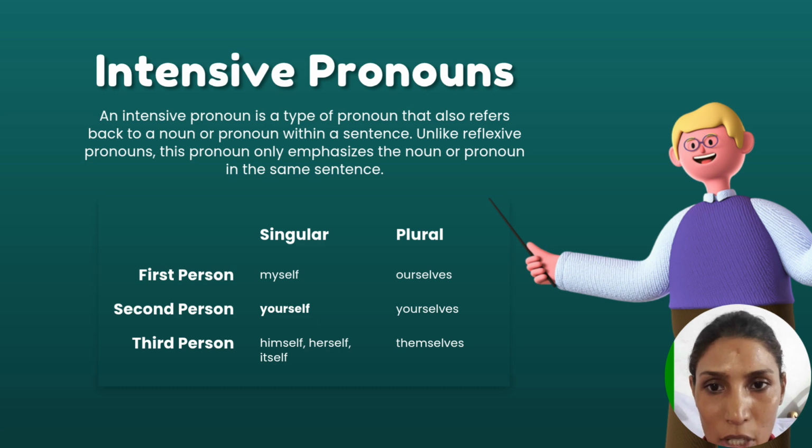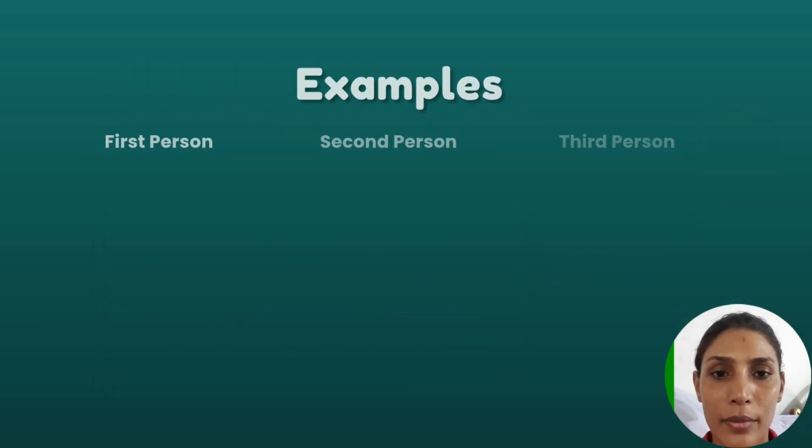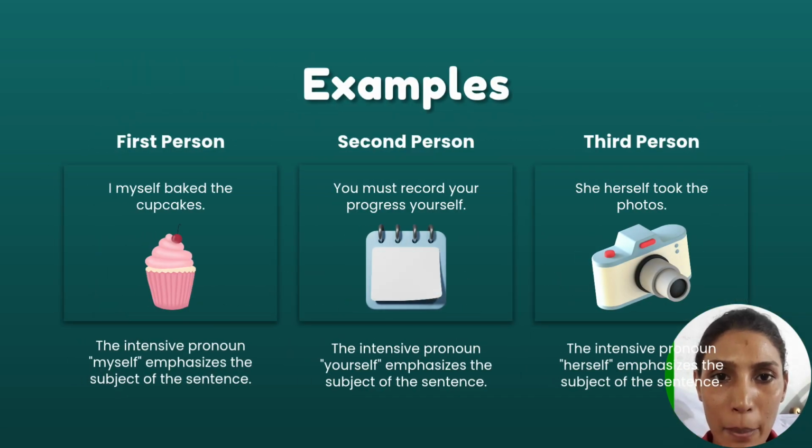Let's have an example, first person, second person, and the third person. First person singular is myself, yourself, himself, herself, itself. And the plural is ourselves, yourselves, and themselves. And these are called intensive pronouns. I am highlighting some other examples regarding this type. First person is I myself baked the cupcakes. The intensive pronoun myself emphasizes the subject of the sentence.